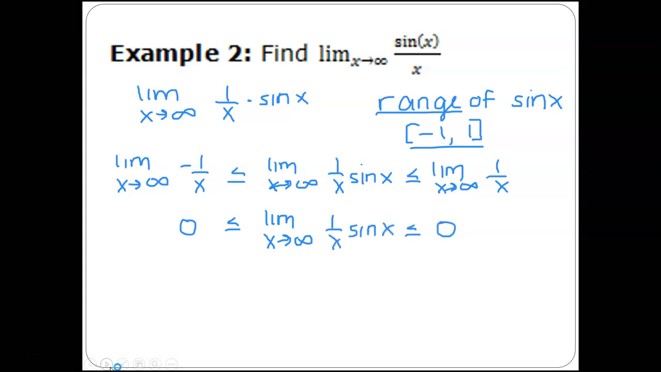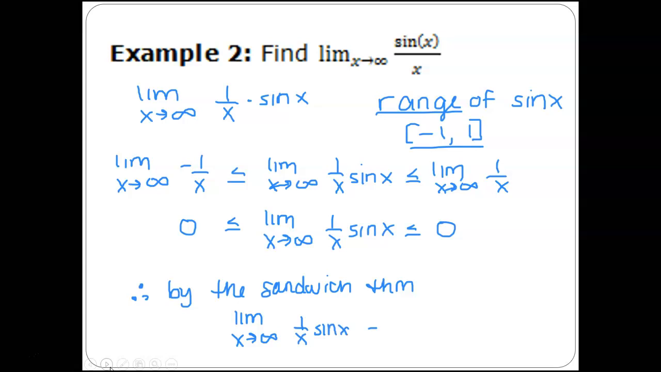So the limit as x approaches infinity of 1 over x sine x has to live in the middle of those two limits. Therefore, by my sandwich theorem, it equals 0. Which really just tells me that this graph has a horizontal asymptote at y equals 0. If the limit of something is equal to 0, then you have a horizontal asymptote at 0.